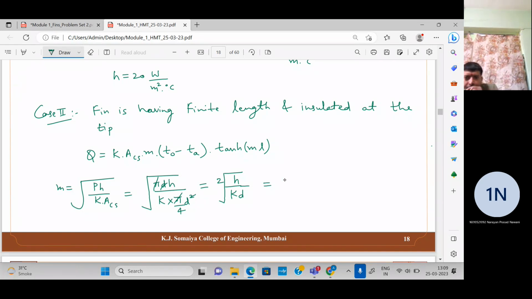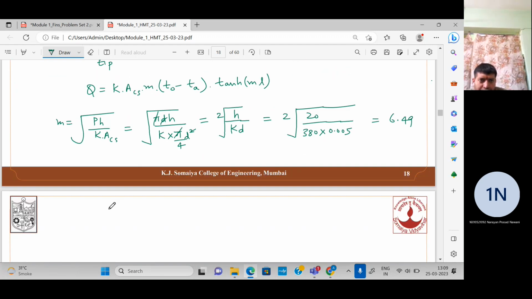Okay. So 2 root h, the value of h is 20, divided by K, the value is 380, into diameter, which is 5 mm, so that means 0.005 meters. Put the values. So the calculated value of m is 6.49. Okay. Now we'll put all the values in the above expression for calculating Q.